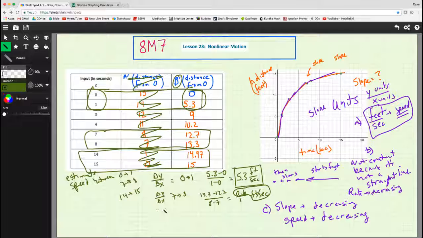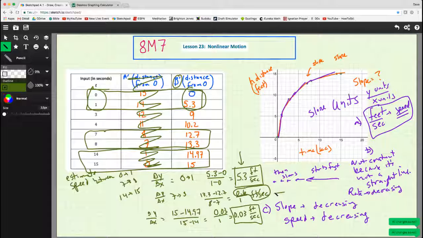And now let's look at the very end. We're at delta y over delta x equals 15 minus 14.97 over 15 minus 14, which is equal to 0.03 over 1, which is equal to 0.03 feet per second, slowing down a lot. So it starts off fast. Halfway through from 7 and 8 seconds, it gets slower, and then it is really slow at the end.